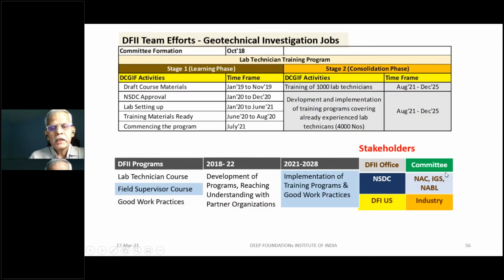So here again, a lot of effort. For more than 2 years, multiple stakeholders have been involved in that, and more is to be done to achieve the desired goals. Next.